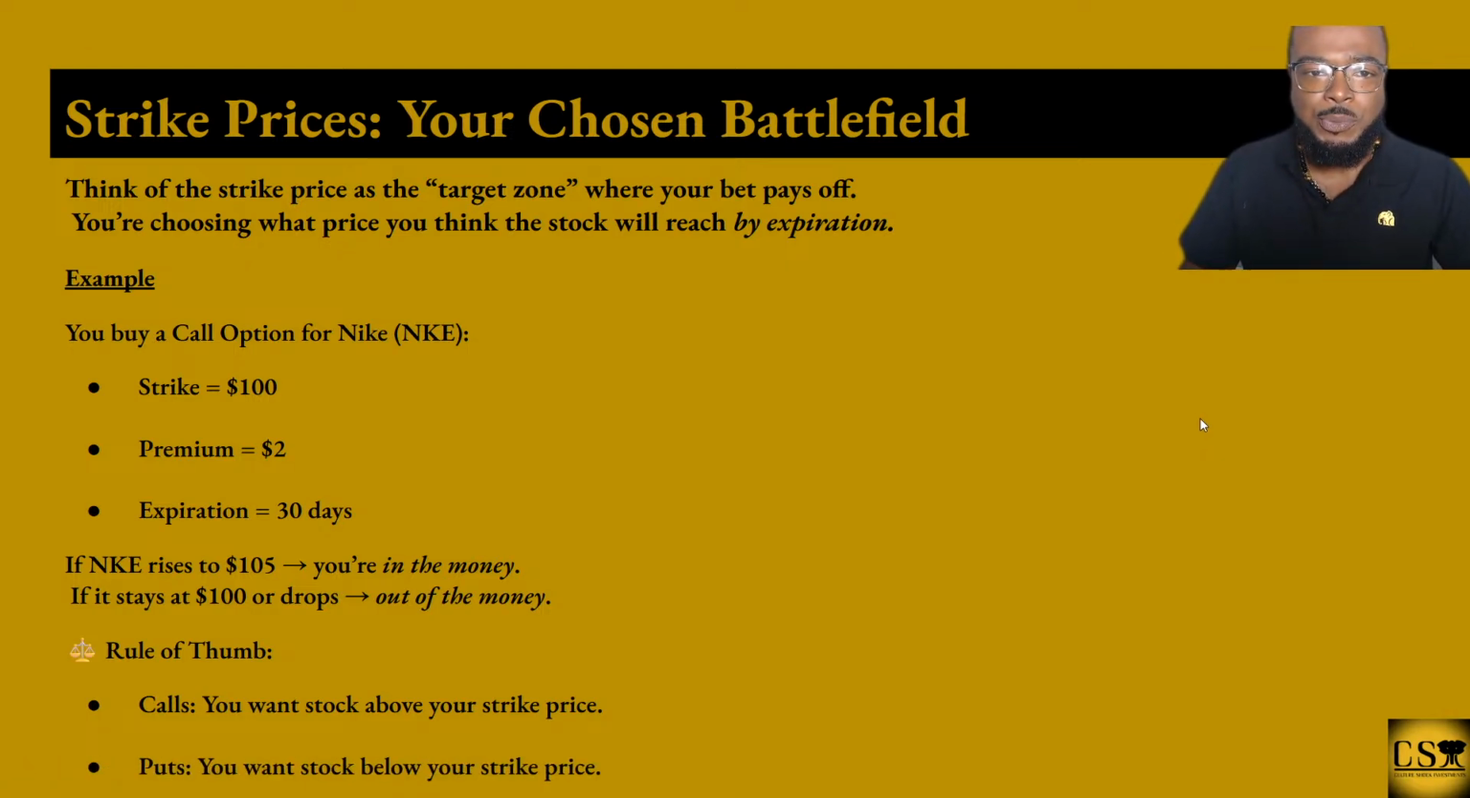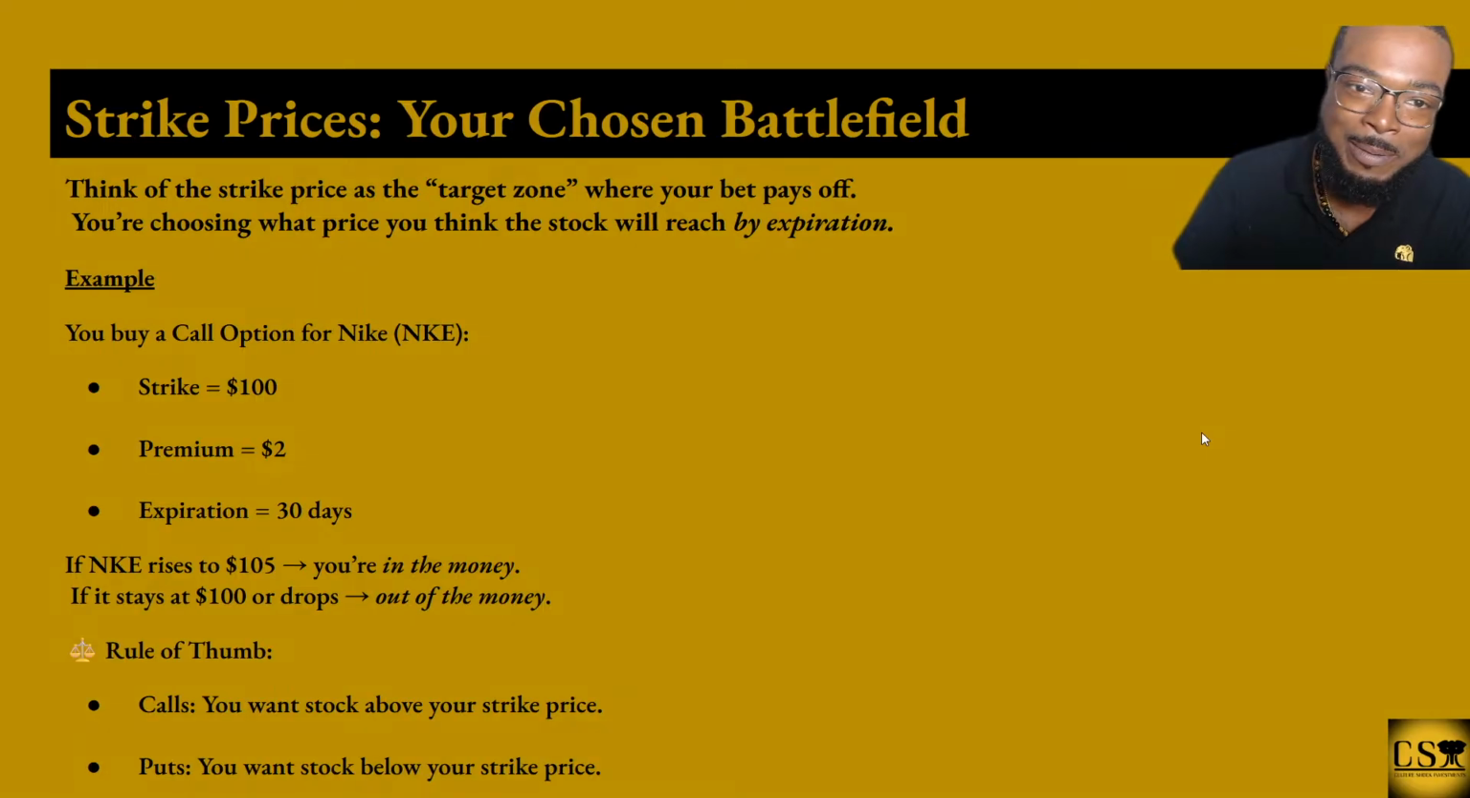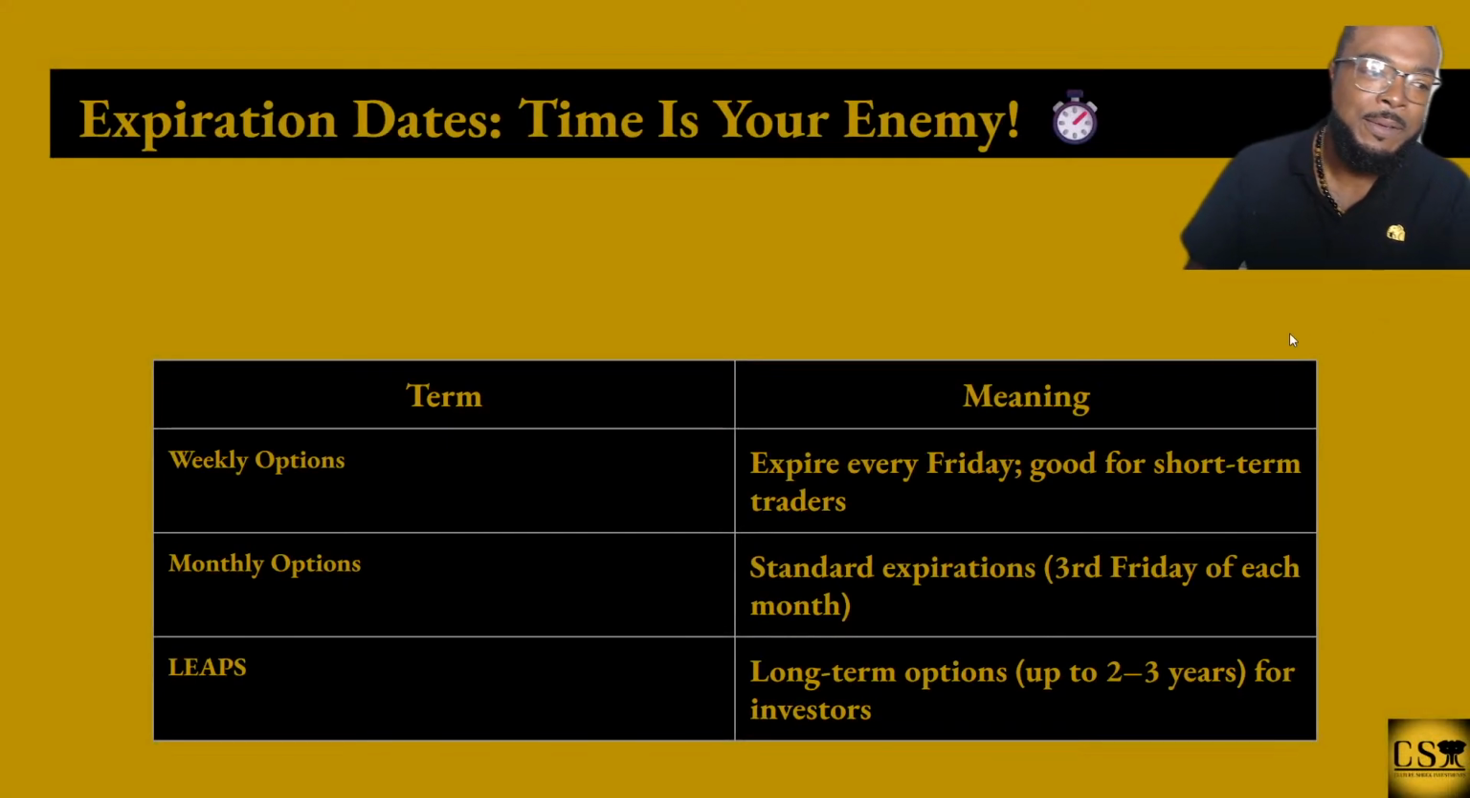Like I said, for calls, you want the stock to close above your strike price, and for puts, you want it to close below your strike price. Remember, puts down, calls up. Call it up, put it down. That's the easy way I remember it for calls and puts.